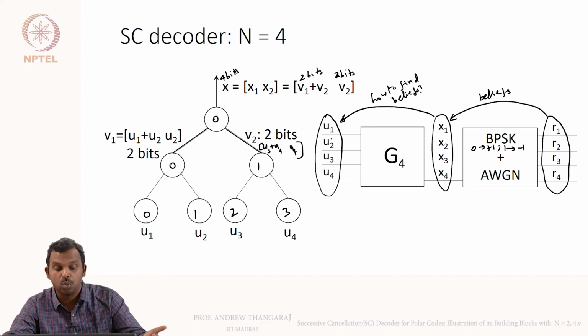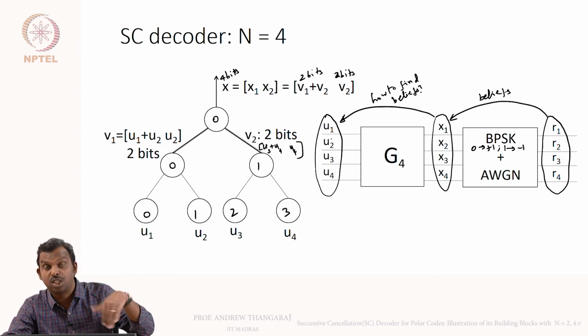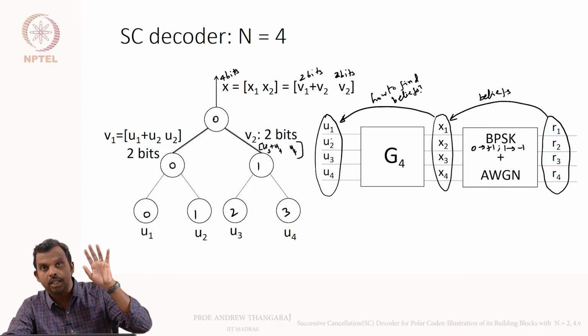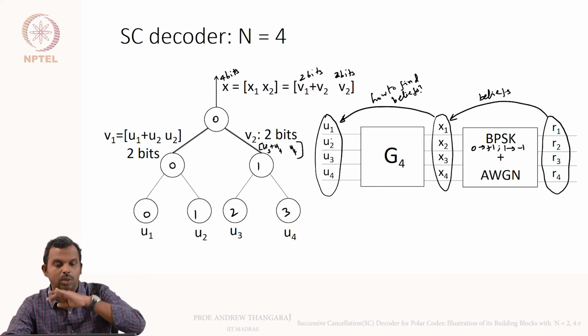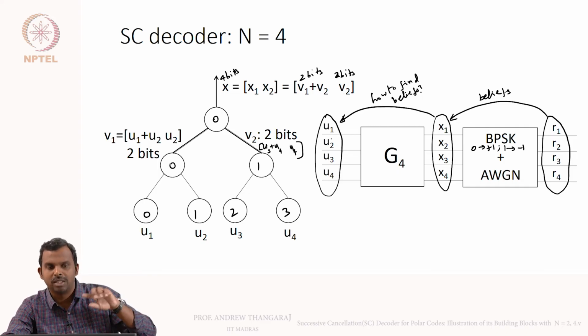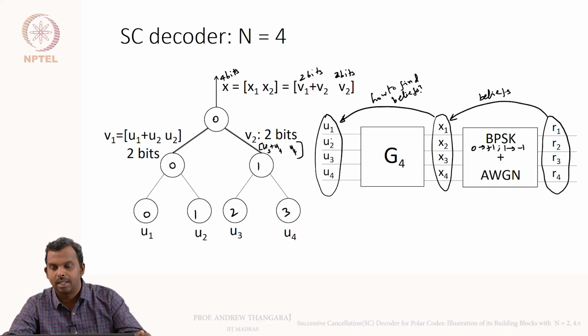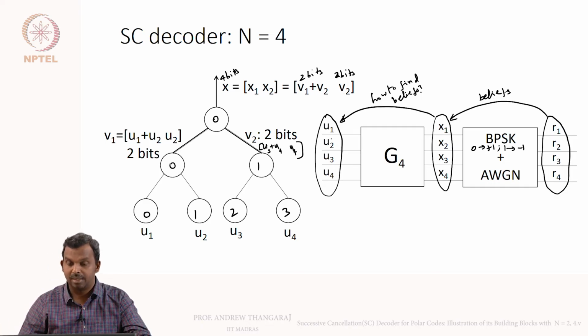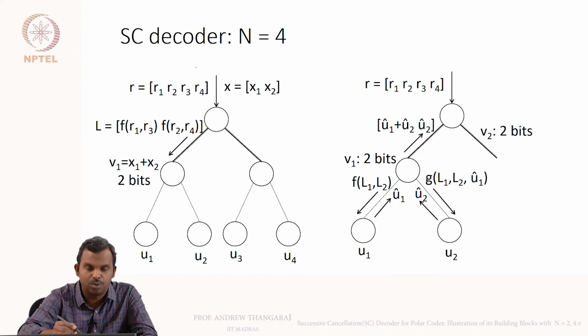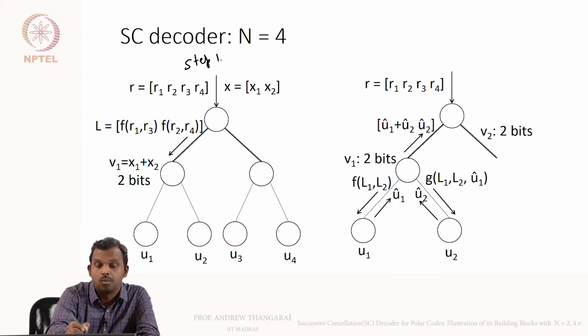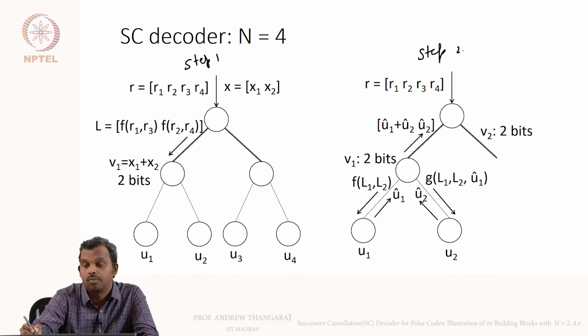We first find the belief for u1, then use the decision on u1 to find the belief for u2, and then use the decisions on u1, u2 to find the belief on u3, and then use the decisions on u1, u2, u3 to find the belief for u4. That's how we'll proceed, and we'll go along the tree in a certain way, much like before, which I'll describe in the next slide. The tree plays a very crucial role. This is the first step I'm showing here. This is step 1. This is step 2.